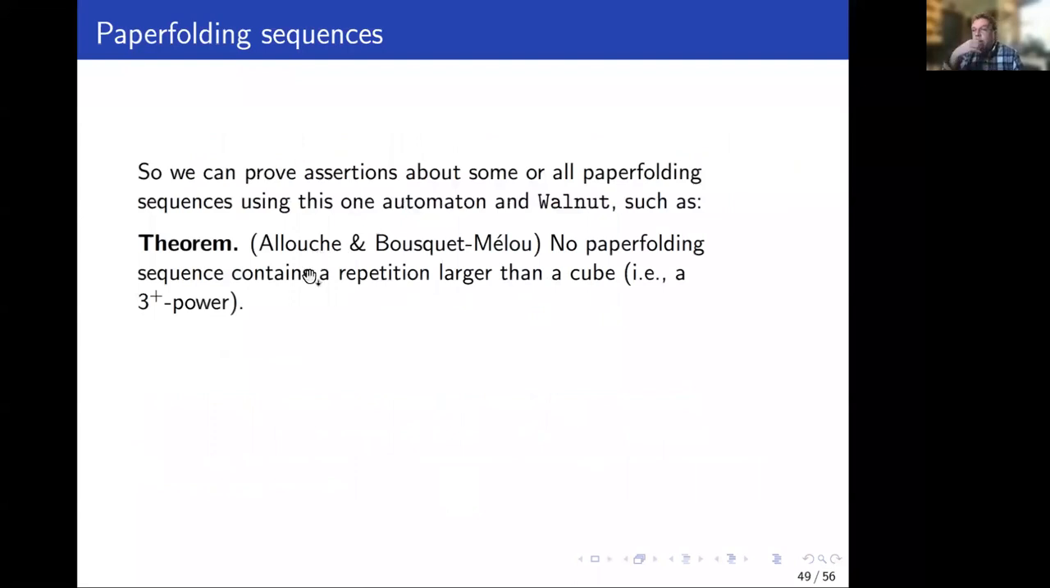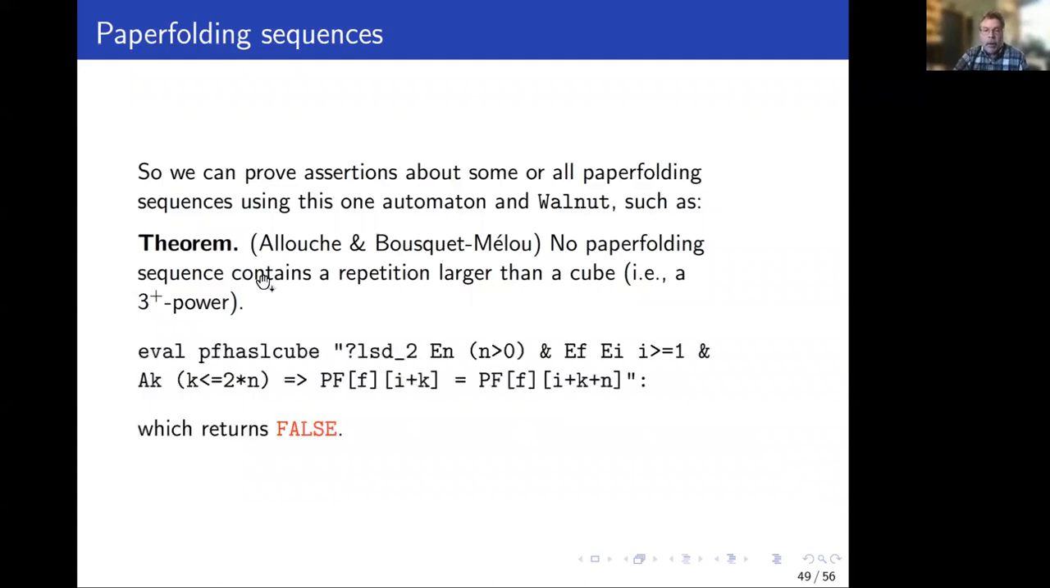For example, a theorem of Allouche and Bousquet-Mélou, which said that no paper folding sequence contains a repetition larger than a cube, that's also called a 3+ power. And here's a Walnut command that says, it's making the assertion that there exists a set of folding instructions F, and here's the assertion that there is a power larger than a cube, and this returns false. So we've proven a theorem about uncountably many sequences at once.